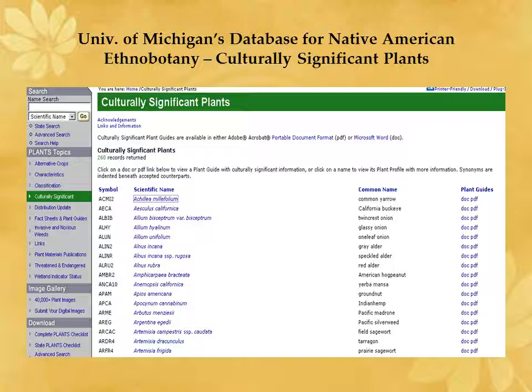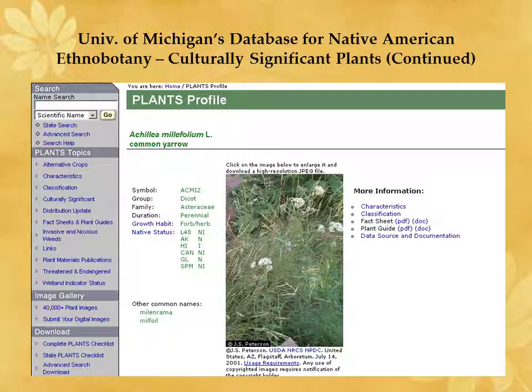For example, if you click on the name Achillea millefolium, also known as common yarrow, the site will bring you to its plant's profile page. From here, you can download a plant fact sheet which will describe which Native American tribes used common yarrow and what its purpose was.